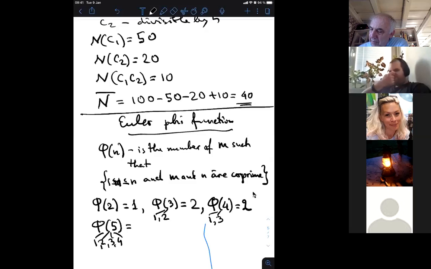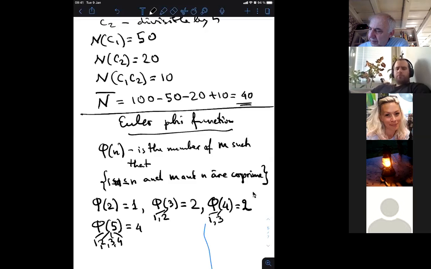So in 5 we have 1, 2, 3, 4, all of them coprime with 5. If n is a prime number, then the answer is n minus 1, because all numbers up to n minus 1 are coprime with a prime number, of course. So this would be 4, as I mentioned.